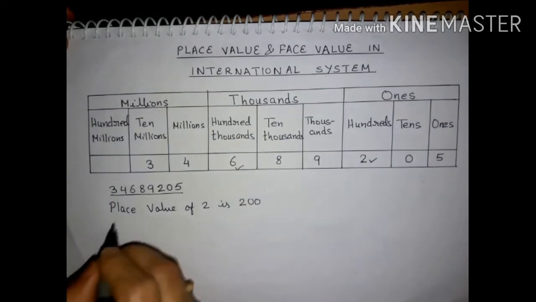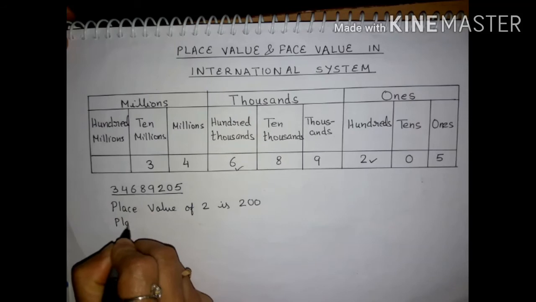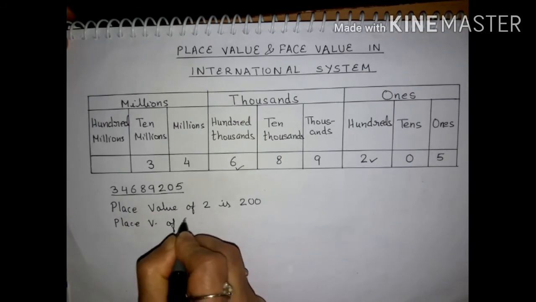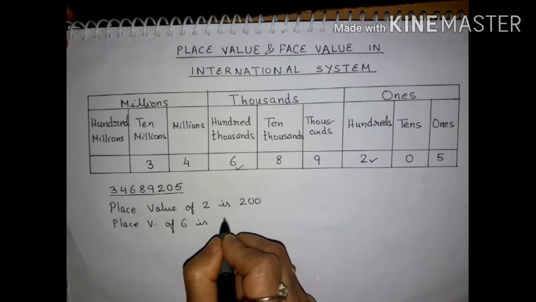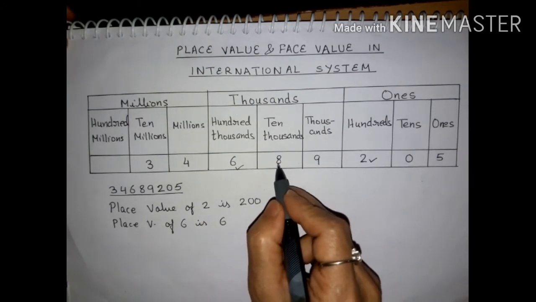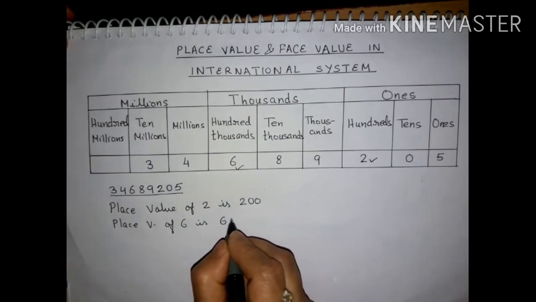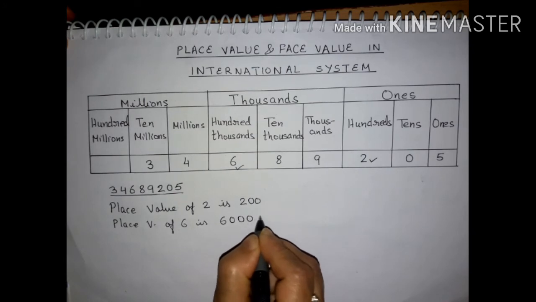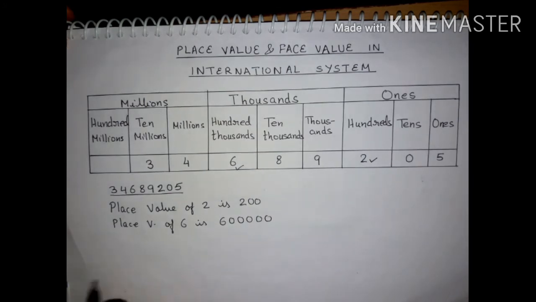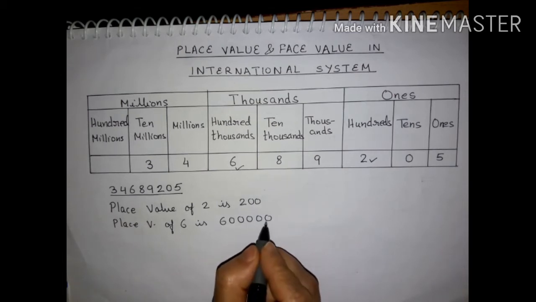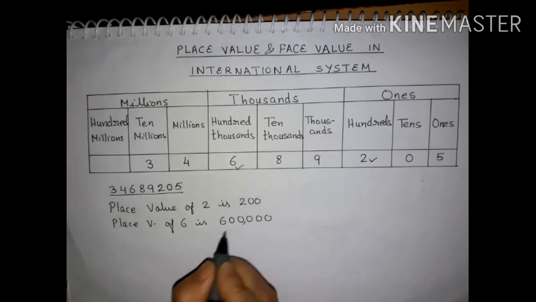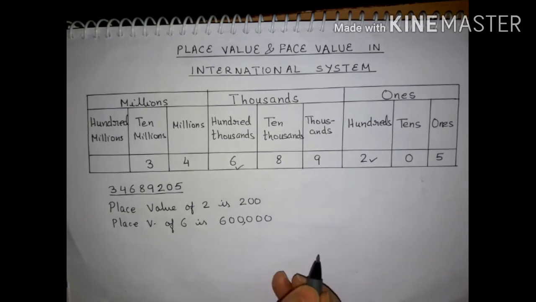Then let us consider the place value of this one. The place value of 6 will be 6, and see how many digits are on its right: 1, 2, 3, 4, 5. So we put 5 zeros. Because we are talking about the international system, we put the commas after every 3 digits starting from the right side. So we count 1, 2, 3, a comma. 1, 2, 3, it's not required, right?